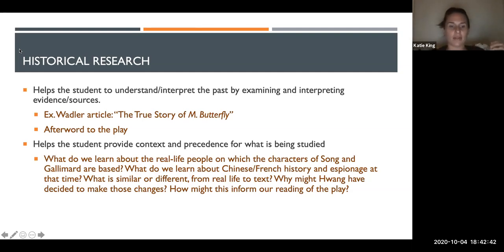Why might Hwang have decided to make those changes? Again, what's he trying to make us think, see, feel, or believe? Because you can't include everything, right? It's not a one-to-one ratio. So you have to pick those things that you want to share in your narrative to get your point across. And then how does this affect the audience? How does it inform our reading of the play?